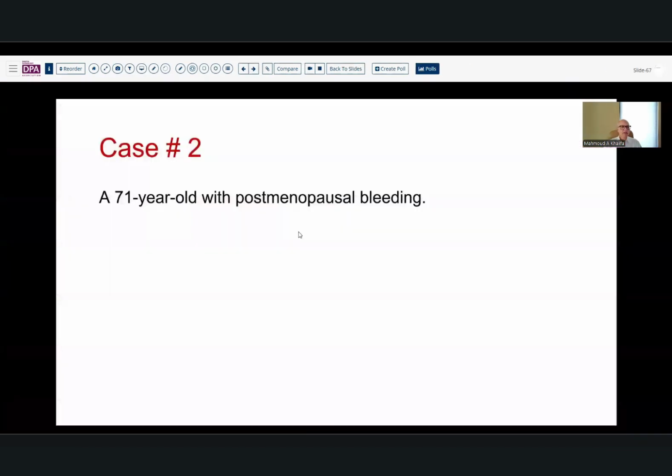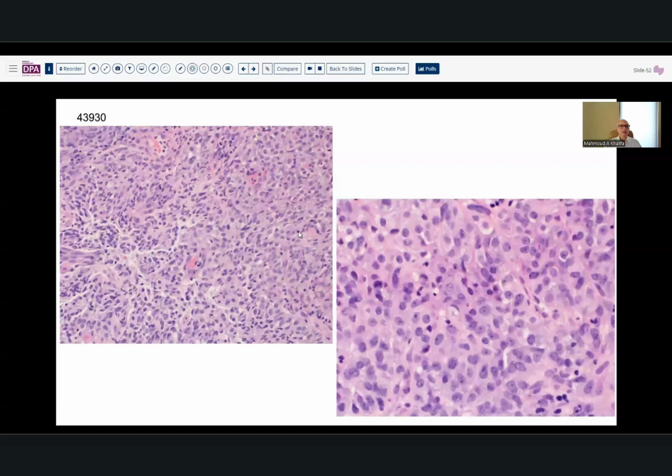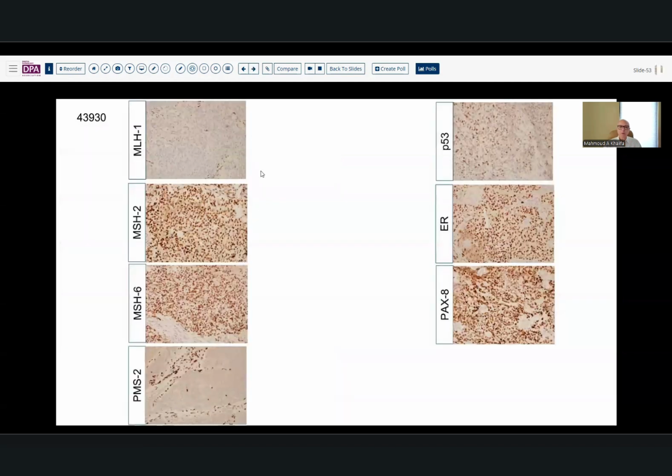Case 2 was a 71-year-old with postmenopausal bleeding. They did a biopsy, and the biopsy shows solid sheets of malignant cells. High power here again shows that the chromatin is open. Yes, some nuclei have prominent nucleoli, but generally the chromatin is open.